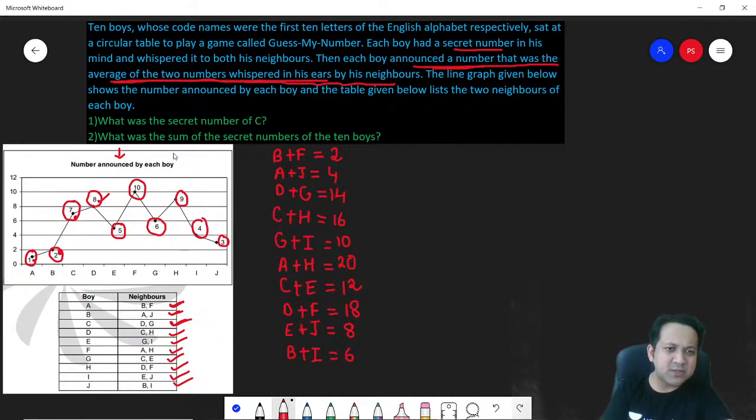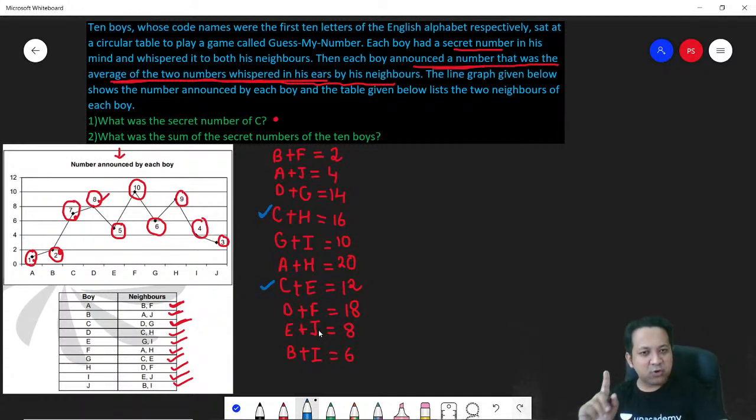So what's the first question? Secret number of C. Basically, they are asking what is the value of C. Let's find out how. First, locate C. C is in the equation C plus H is 16, and also in C plus E is 12. There are only two equations which have C. Now think logically, you'll be able to determine the value of C.